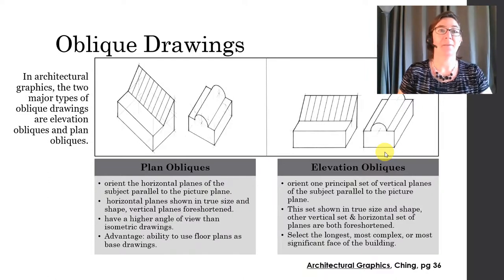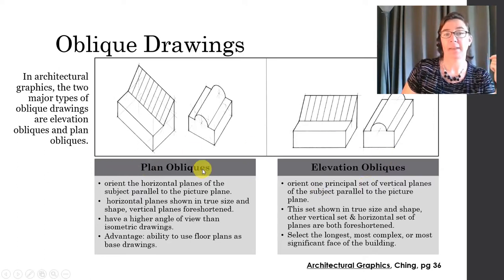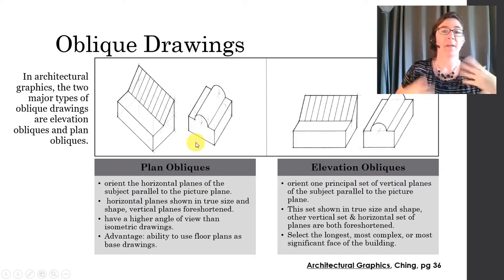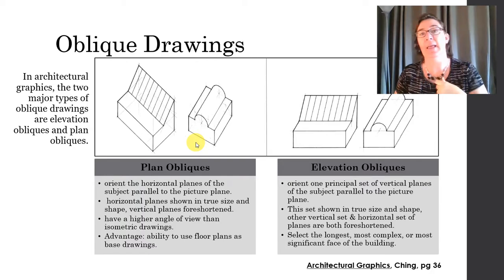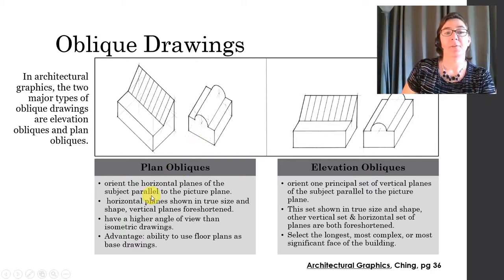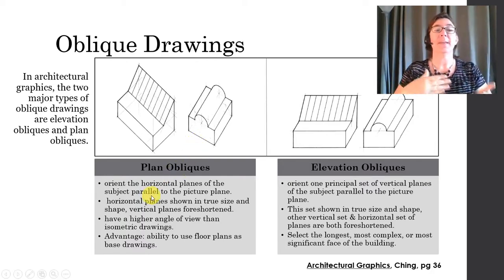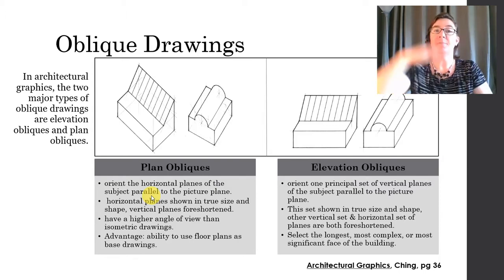So let's compare these two drawing types. On the left, you have plan obliques, and here's an example of the same two buildings drawn in plan oblique style versus elevation oblique in the other one. First of all, you're going to orient the horizontal planes of the subject parallel to the picture plane. Those horizontal planes are now the ones shown in true size and shape. The vertical ones are foreshortened.